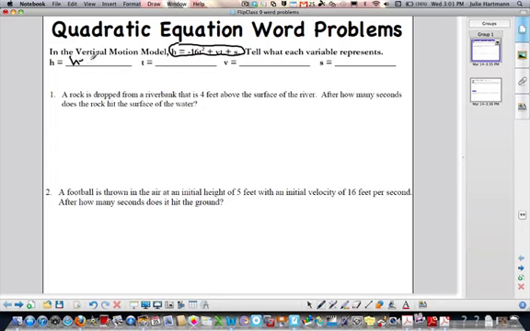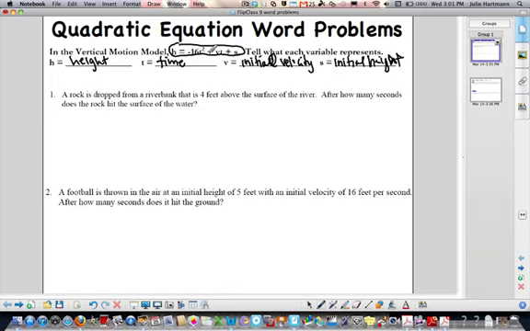h is our height, t is our time, v is our initial velocity. Initial velocity. And s is our initial height. Okay, alright, so hopefully you can read all that.